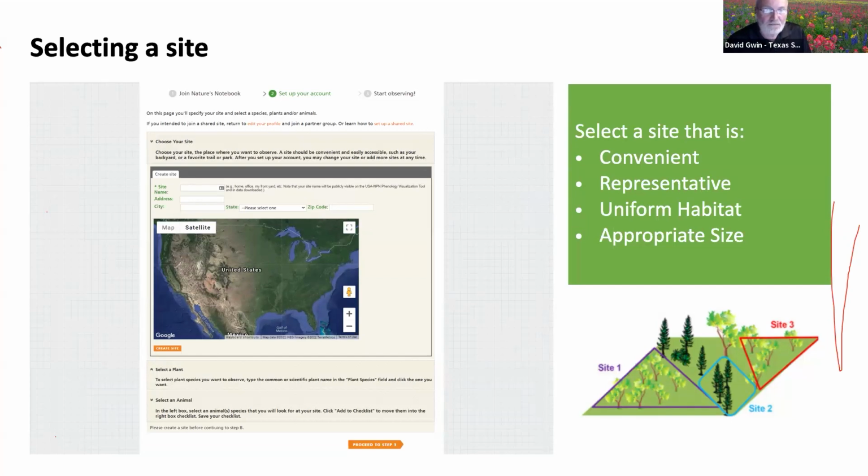I will tell you that it's really important that your site be convenient. So don't pick a site that you don't get to visit very often. Don't pick a site that's not very representative of the area that you generally live in or frequent often. You also want it to be relatively uniform and of an appropriate size. The size comment was put in there because really our standard says you shouldn't have a site more than 15 acres.